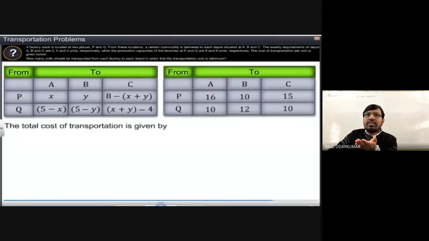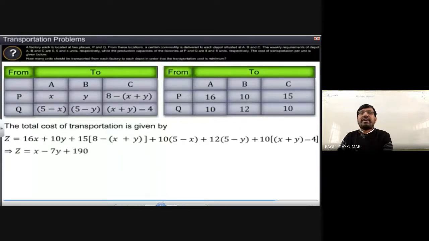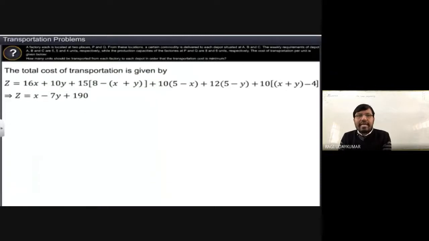So the total cost of the transportation is given by: P to A is 16 rupees, P to B is 10 rupees, P to C is 15 rupees. So 16 into X plus 10 into Y plus 15 into (8 minus (X plus Y)) plus 10 into (5 minus X), 12 into (5 minus Y), and 10 into X. Simplifying this will give you the objective function. The constraints have come and the objective function has also come. Okay, you got the constraints and you got the objective function.